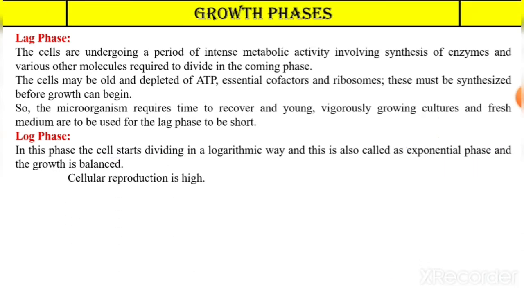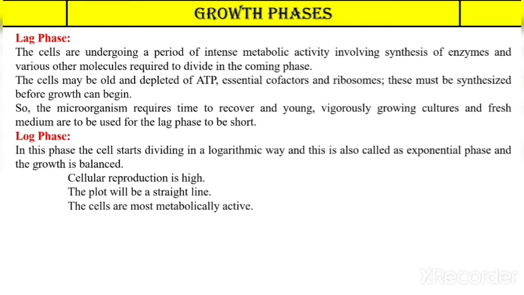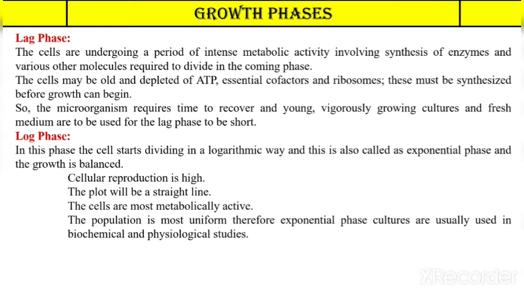Now why? The cellular reproduction is very high in this phase. The plot will be a straight line in this phase because there is growth of cells in high number. Cells are most metabolically active. The population is most uniform, therefore exponential phase cultures are usually used in biochemical and physiological studies.